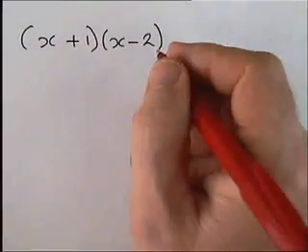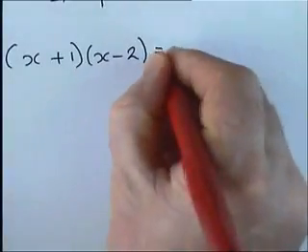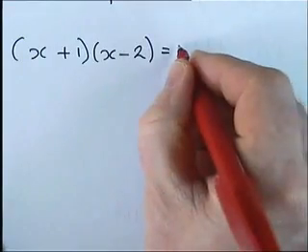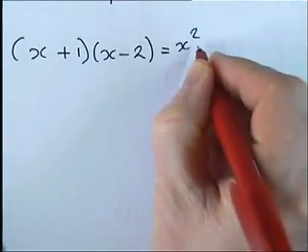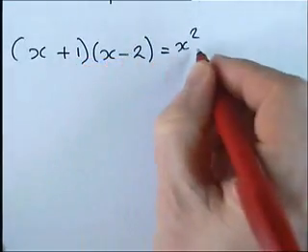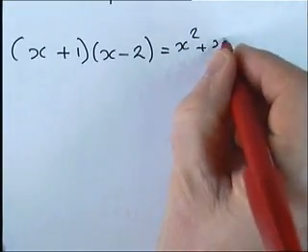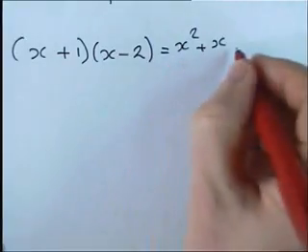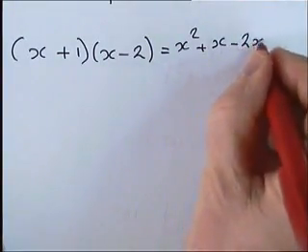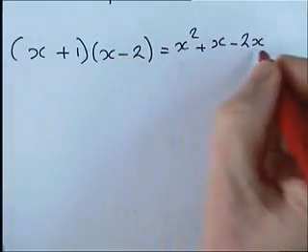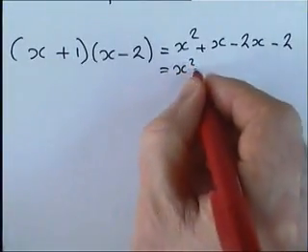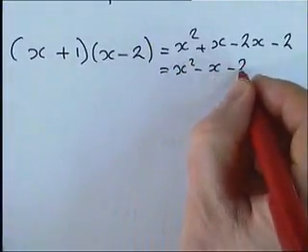Okay, so I hope you got it right. I'm going to expand it, so I'm going to do the x times by the x to give me x squared. Then I'm going to do the 1 times by the x to give me 1x. Then I'm going to do the x times by the minus 2 to give me minus 2x. And I'm going to do the 1 times by the minus 2 to give me minus 2, which is x squared minus x minus 2.